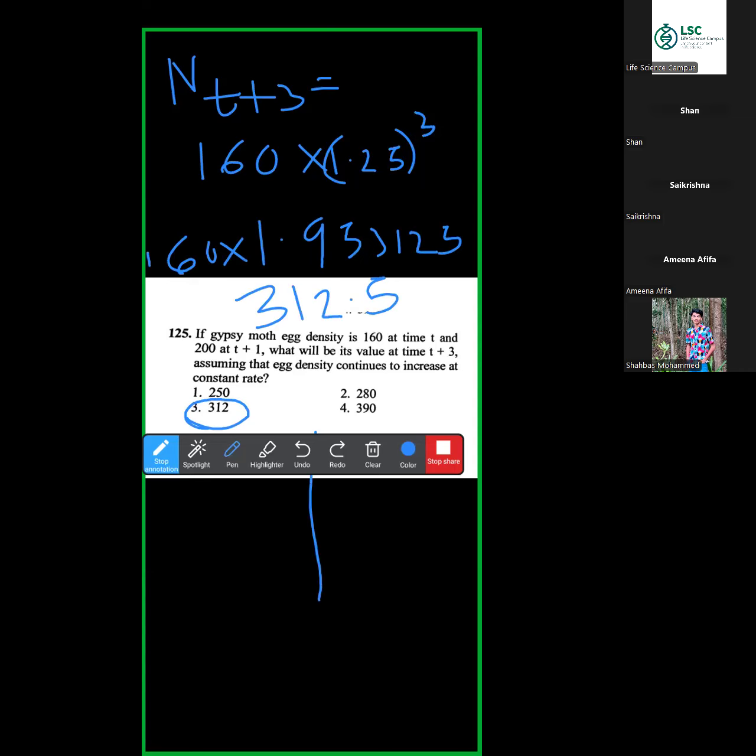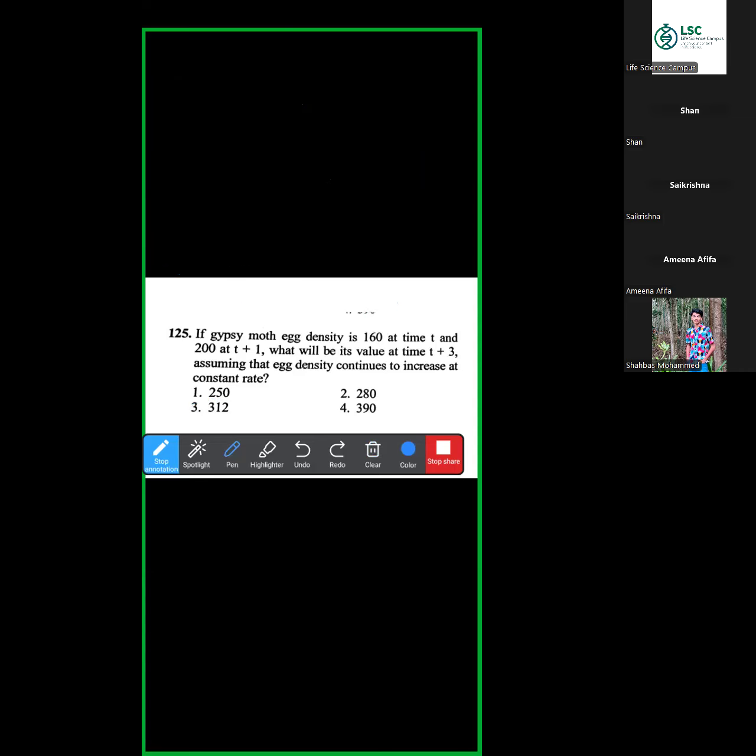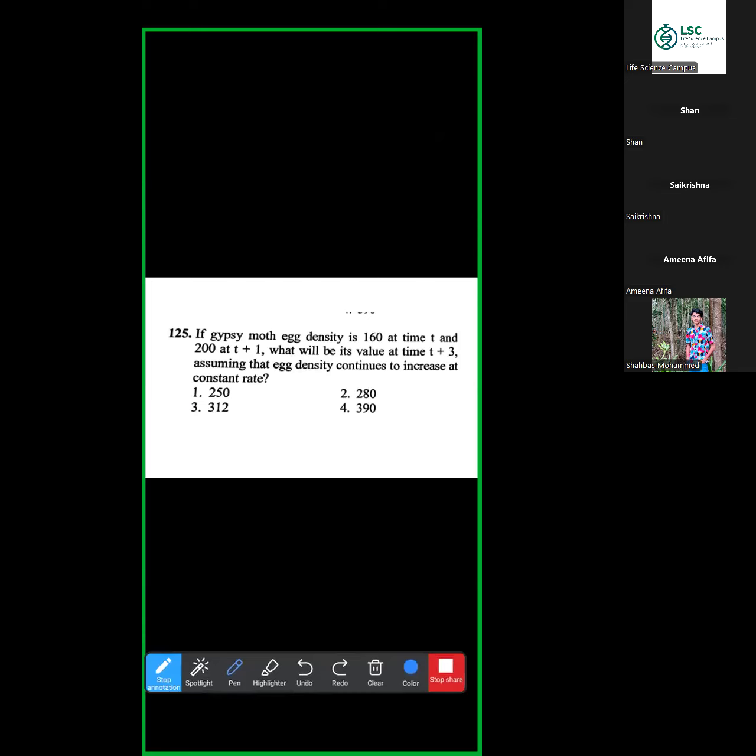So what is asked in the question is, you have to find out NT plus 3. In order to find out NT plus 3, you have the equation NT into R0 raised to 3. But we don't have this R0 value. So you have to find out the R0 value from the given terms, that is 160, 200. Is it okay?